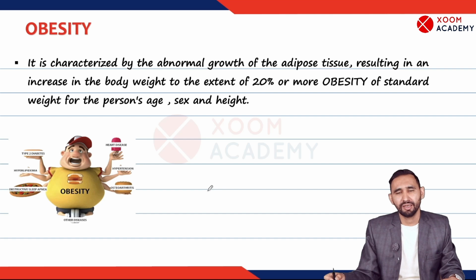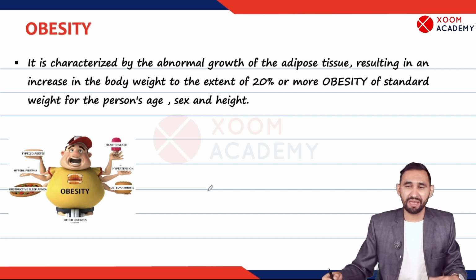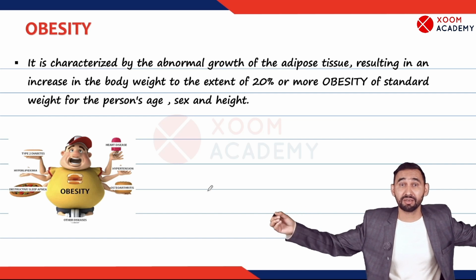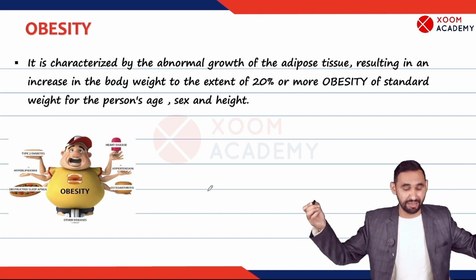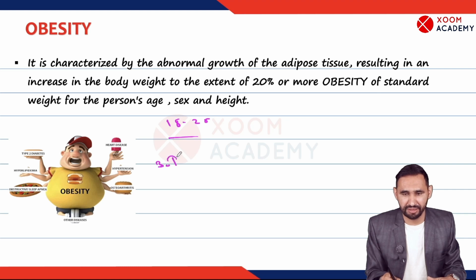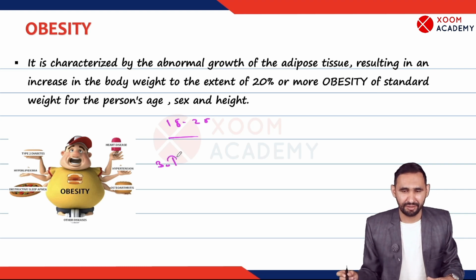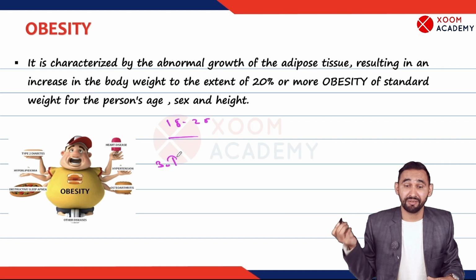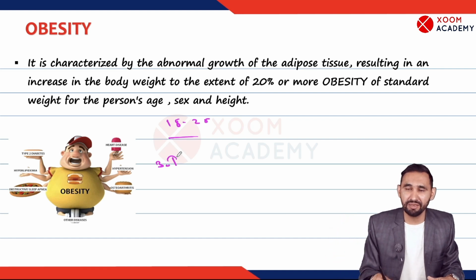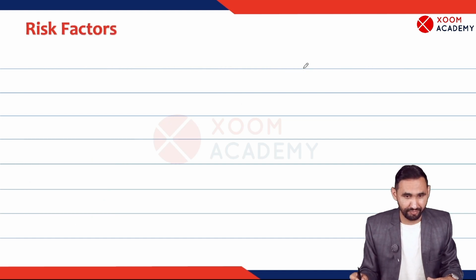Now, we discuss obesity. Obesity is an increase in weight. We find obese people around us; their BMI is greater than 30. Normal BMI is 18 to 25. That is normal. But if BMI increases beyond 30, there is obesity. Weight is increasing. Females have more tendency to become obese. There is abnormal growth of adipose tissue, and there is an increase in body weight, body mass.